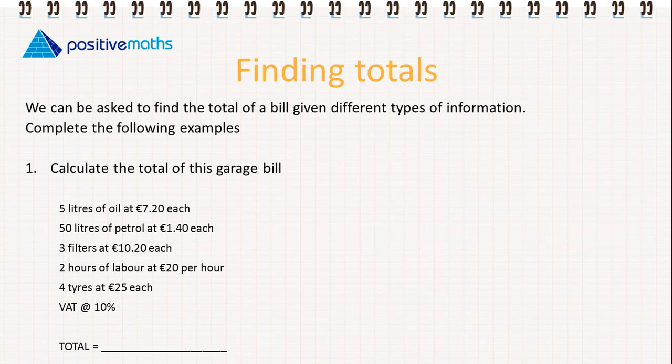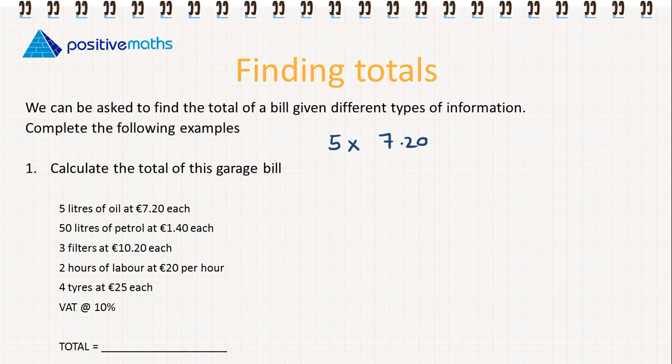So finding totals then, we can be asked to find the total of a bill given different types of information. So we're going to look at a few examples. The first one is the bill from a garage. On the bill we have different things that we're paying for. 5 litres of oil at $7.20 each. We're going to write it a little bit more mathematically to find the total. So it's 5 multiplied by $7.20.